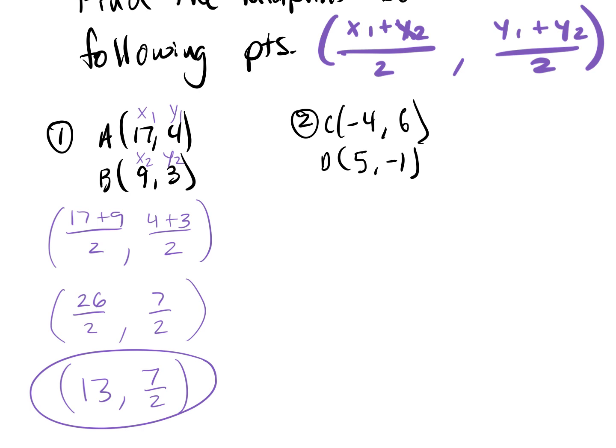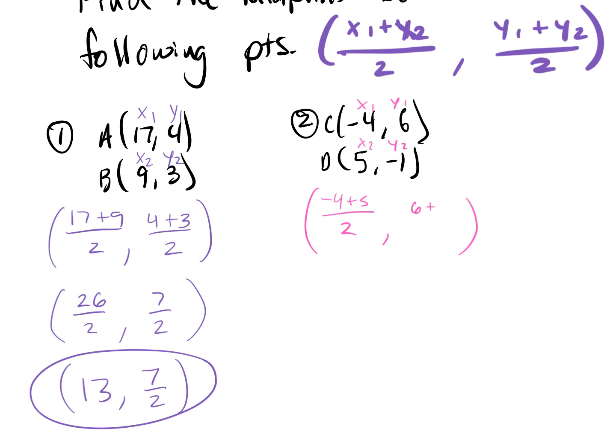Any questions here? Ready for number 2? What's the first thing we should do? Label them. x1, y1, x2, y2. Then we plug it in. So what do we do first? Negative 4 plus 5 over 2, and then? 6.